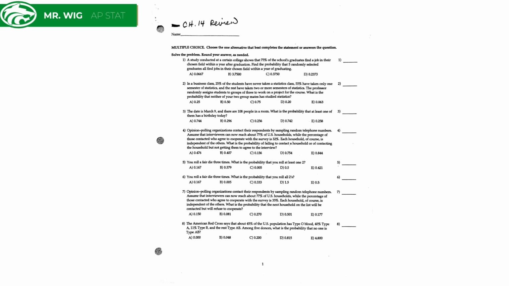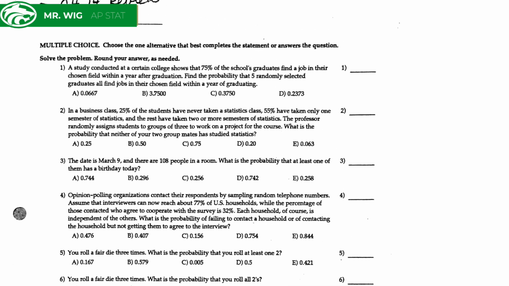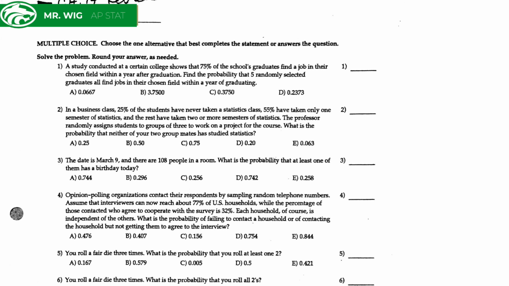There are a few things here that you have to be careful about, but let's walk through a number of these problems. Some of these are quite easy. Some of them are a little difficult. Number one is asking about finding 5 randomly selected graduates, all finding a job within their chosen field after graduating. And we know that the probability of finding a job after you graduate is 0.75, right?